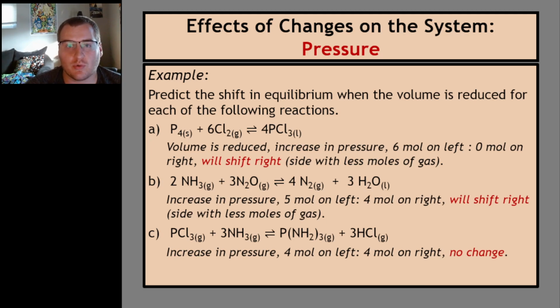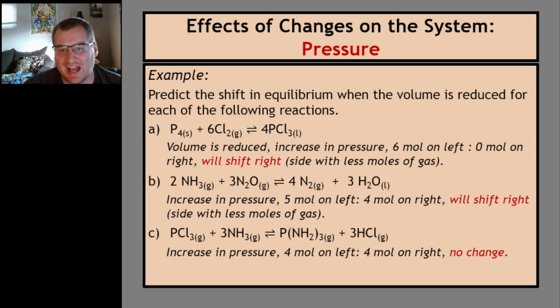It's going to shift towards the side with fewer moles of gas to counteract that. So in A, the left side has gas, the right side doesn't. Okay? Volume is being reduced, which means pressure is being increased. I have 6 moles of gas on the left, none on the right. I'm going to shift to the right to try to reduce that pressure increase by making less gas.